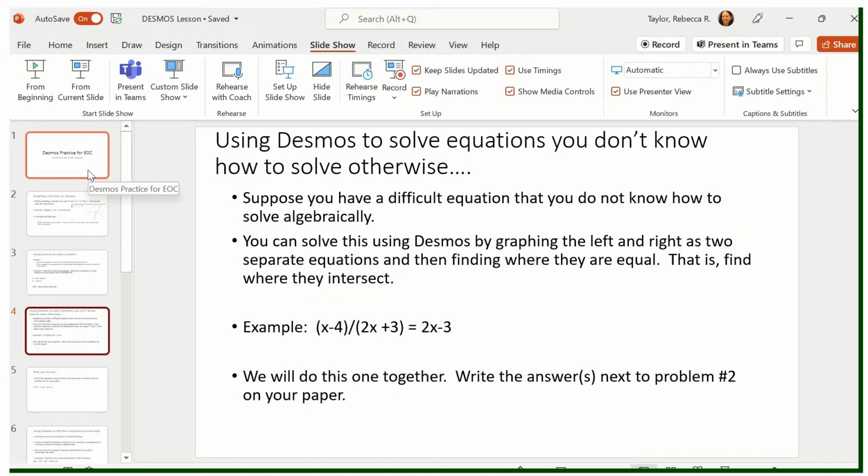And here's how you can use Desmos to solve that. You can solve this using Desmos by graphing the left and the right as 2 separate equations and then finding where they are equal. Hopefully that makes sense to you. You've got the left side and you have the right side, and what you're looking for is where they are equal. Well, that is where they're going to intersect. So you're going to graph the left as its own equation and the right as its own equation, and then you're going to see where they intersect.